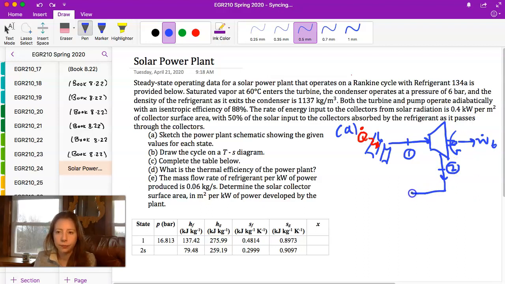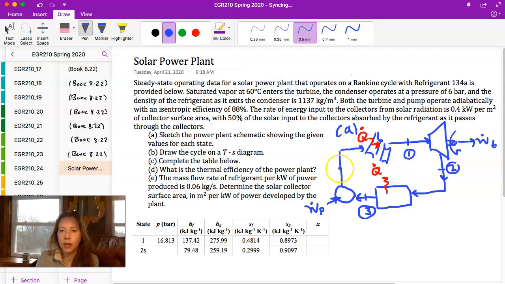into a condenser where we're going to get some Q out. And then we're going to a pump. So this is 3. We're going into a pump, which is, of course, going to require some work going in. Okay, so there's the basics of our diagram there. And here's 4.